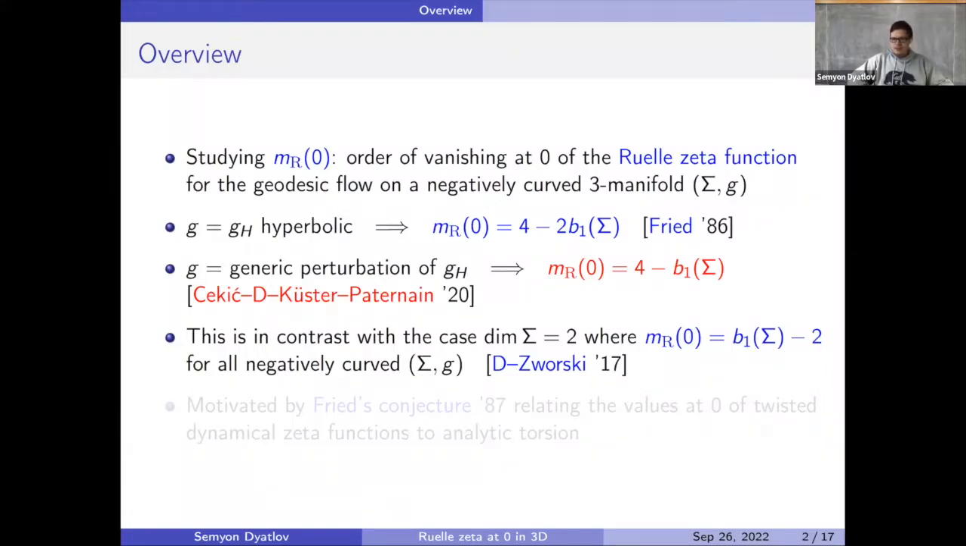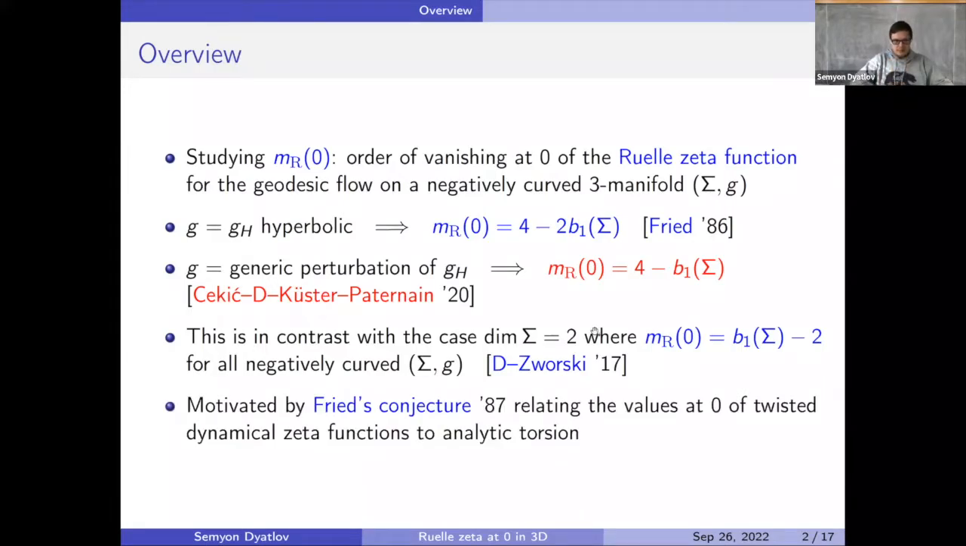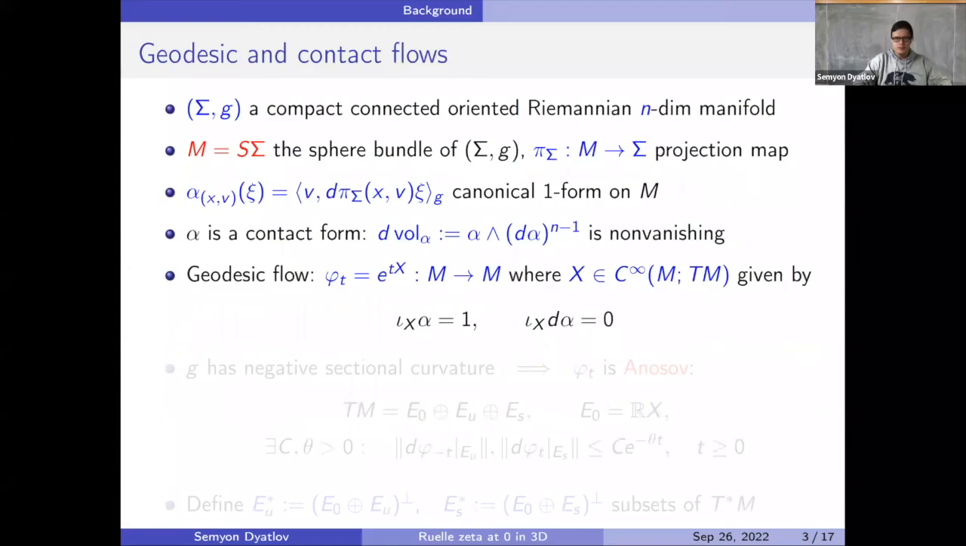So for a while, Zworski and I thought that this is going to be like that, maybe in all dimensions. Not that we had a proof, and for a good reason, because it turns out that already in dimension 3, the situation is very different. So a perturbation changes this quantity to something that's still topologically determined, but it's a generic perturbation. So this means that the order of vanishing really depends on things beyond just the topological information. And the motivation comes from something called Fried's conjecture that relates the values at 0 to analytic torsion, and that's I'll mention that at least briefly later, even though our result doesn't say anything about the value or about torsion, but it's important motivation.